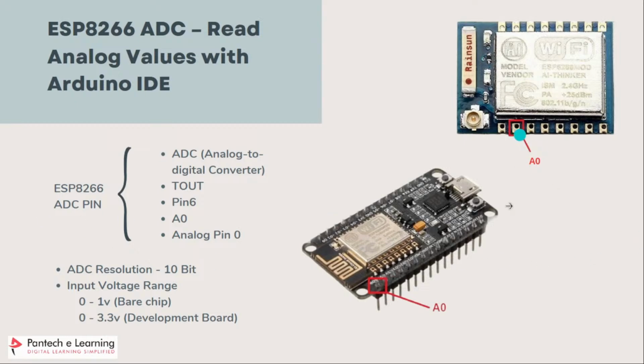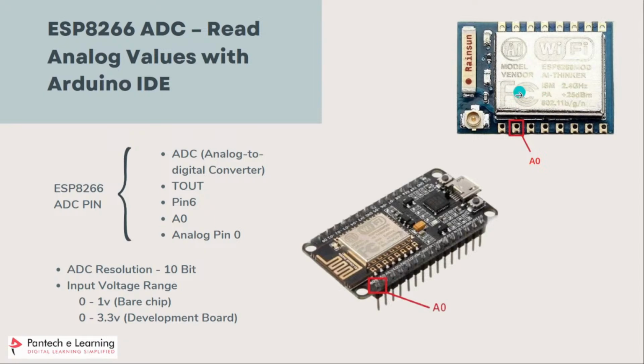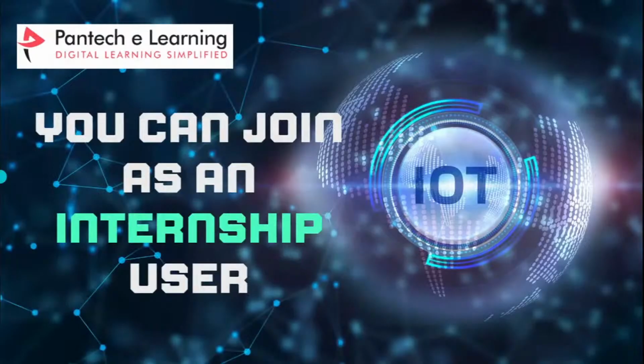And coming to this analog pin, with the ESP8266 12E NodeMCU kit and the other ESP8266 development boards, it is very easy to access the A0 pin. You simply connect a jumper wire to this pin. If you are using an ESP8266 chip like the ESP07, you need to solder a wire to that pin. So this is all about ESP8266 ADC.